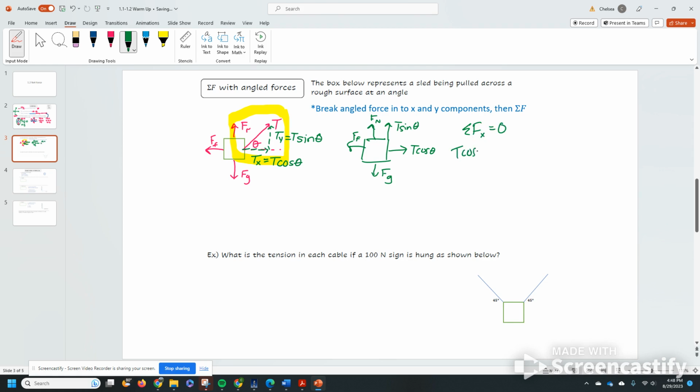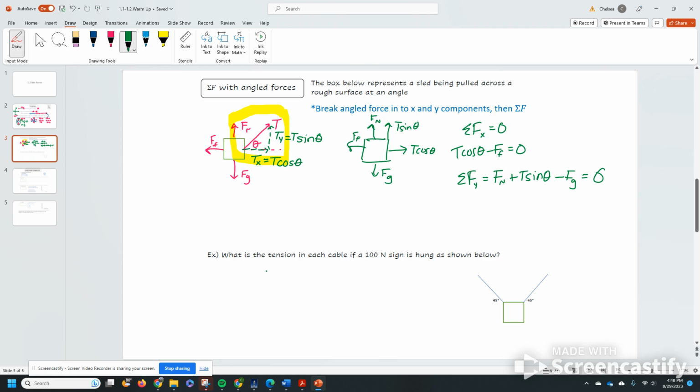So now when I look at my sum of forces in each direction, I've got T cosine theta pulling to the right minus the force of friction. So that's my sum of forces in the x direction. In the y direction, you've got the normal force plus T sine theta minus the weight, and that equals 0 still. So depending on what you need to solve for, you can rearrange these equations and solve for what you need. But just remember to break that angled force into components.